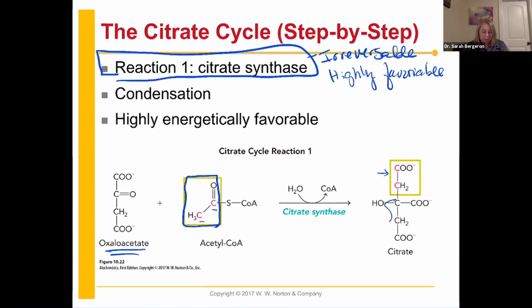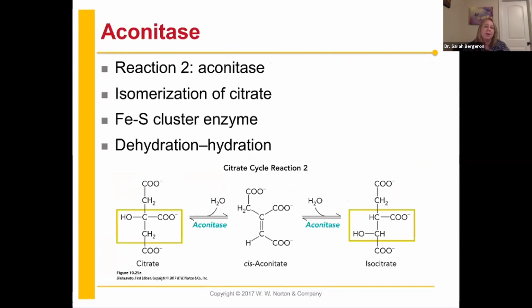So the ones that are in black here are the carbons that we're actually going to lose to carbon dioxide in this cycle. Okay, all right, so our second reaction is reversible. This is really a two-step mechanism, and it's really all about rearranging the molecule. So it's an isomerization of citrate.